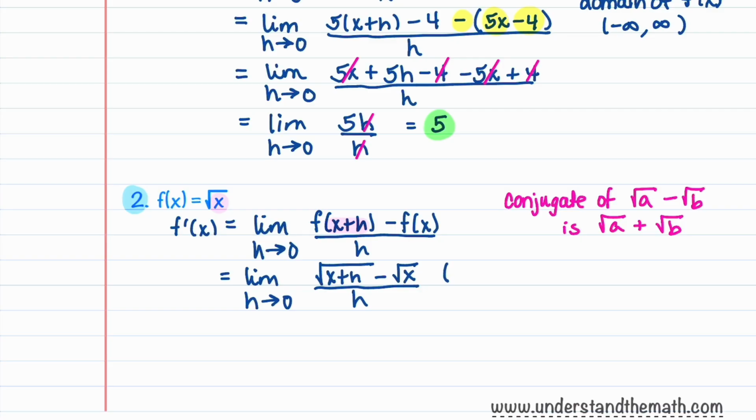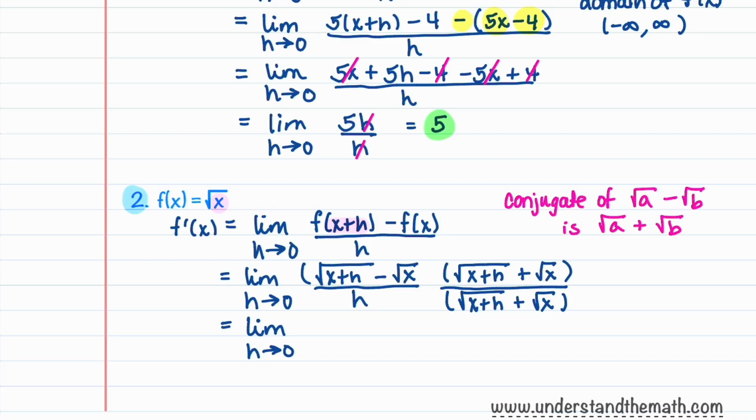The conjugate is the square root of x plus h plus the square root of x. And we're also going to divide by that. The reason we have to do that is we can't change the limit, so we can only multiply by 1, which is what we just did. Now let's use the FOIL method to solve this. I'm going to put parentheses around this top piece so it makes it easier.